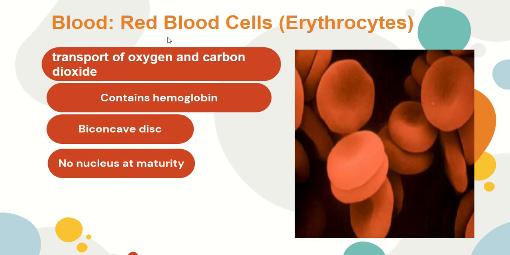Next, we have the red blood cells. The other term for red blood cells is erythrocytes. They transport oxygen and carbon dioxide. They contain hemoglobin. Also, they are biconcave discs with no nucleus at maturity. And most of the blood is made in the bone marrow. That is where the blood is being made.